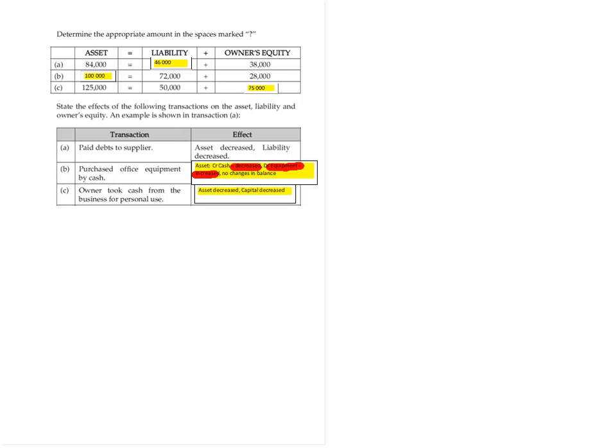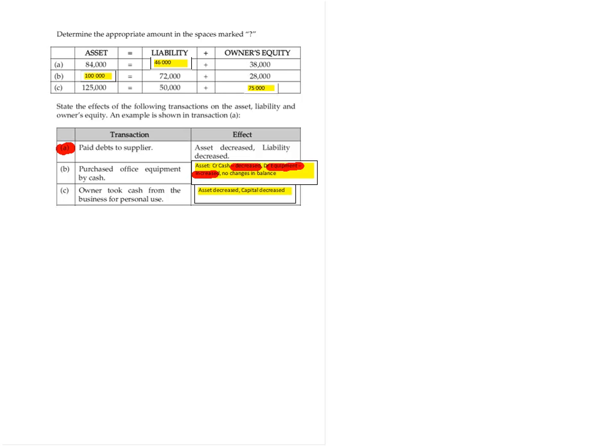So, some of you asked me to explain the first one. Okay, the first one, the transaction A. Here is the paid debts to supplier. So, what does that mean? That we pay debts. That means, for example, one time we have bought something, products or something else, but haven't paid the money for that. We haven't made a payment.